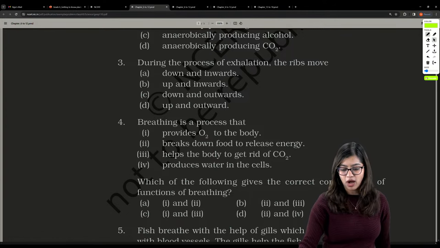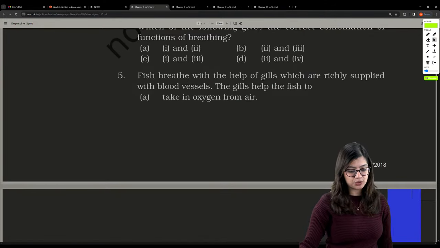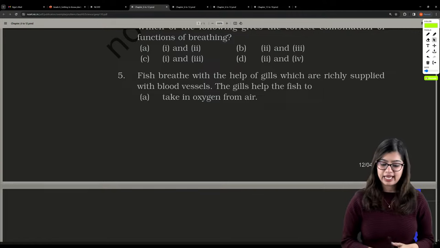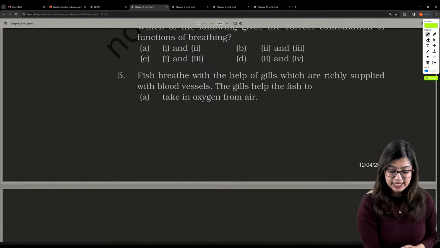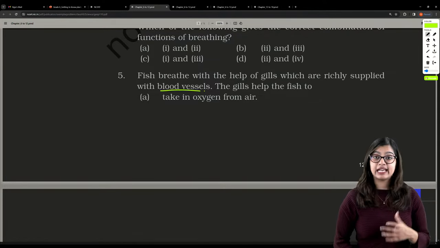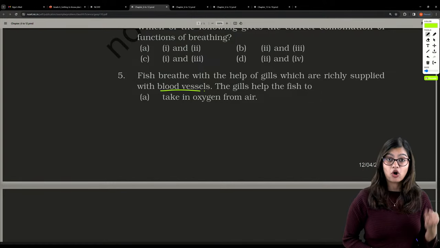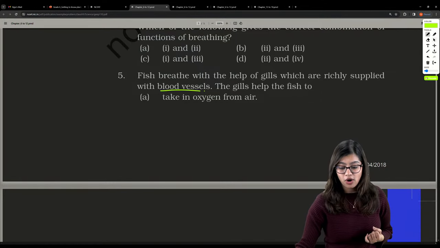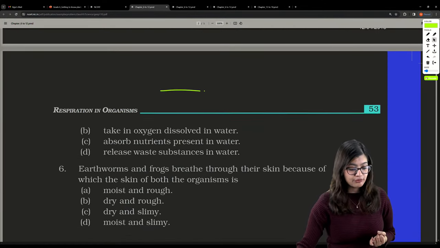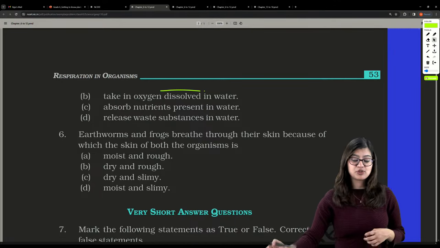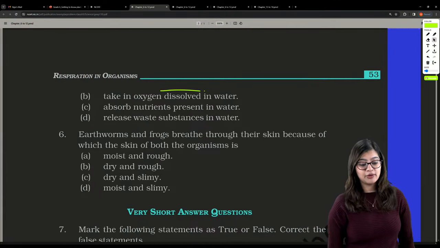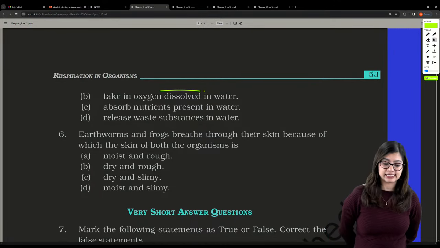Now let's go on to our next question. Question number 5, students. Fishes breathe with the help of gills that are richly supplied with blood vessels. The gills help the fish to take oxygen from the air, or to take dissolved oxygen from water, or to absorb nutrients which are present in the water, or to release waste substances in water?